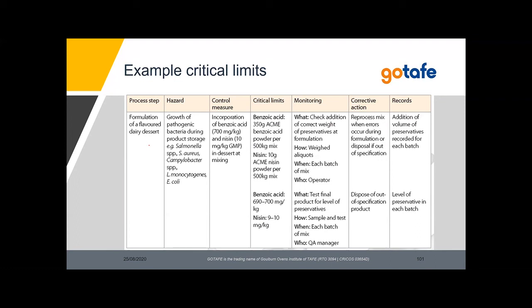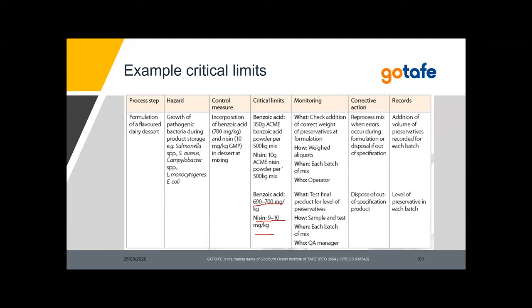So we have to find out a control limit for that. Basically 350 grams of benzoic acid powder per 500 kilogram mix. And again, 10 grams of the sorbic acid per 500 kilogram mix as well. So that's basically the weight of the chemicals you add in there, the ratio to the mix, your critical control point. And you need to find out your limit of the final concentration of those chemicals, of course.